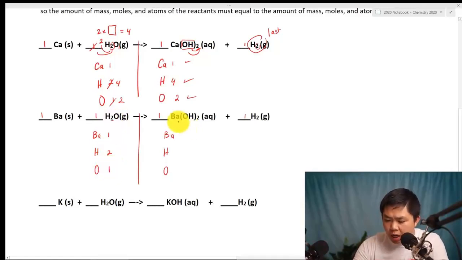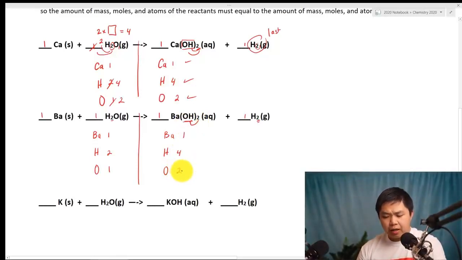And then over here, Ba, again, this 2 only applies to what's inside the parentheses. So in this case, we have just 1 barium. And then for hydrogen, we have 2 times 1 giving us 2. We also have a 2 right here that gives us 4. And then for oxygen, we have 2 times 1 giving us 2.